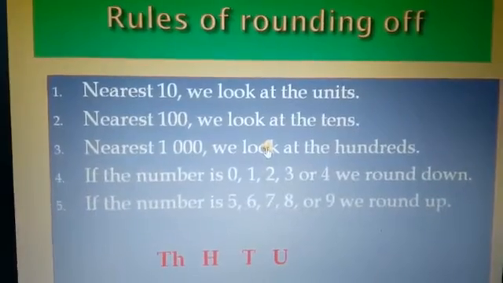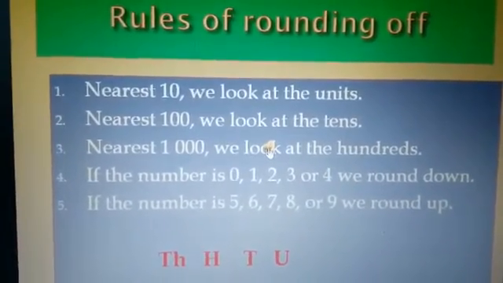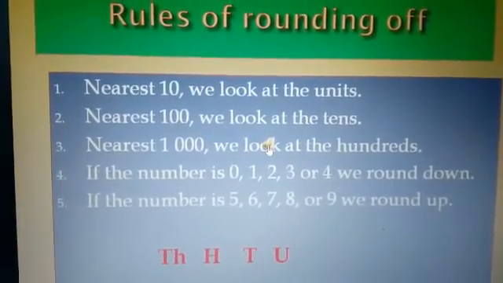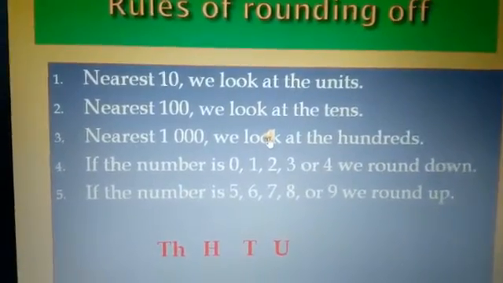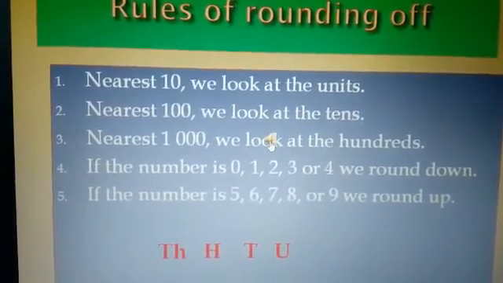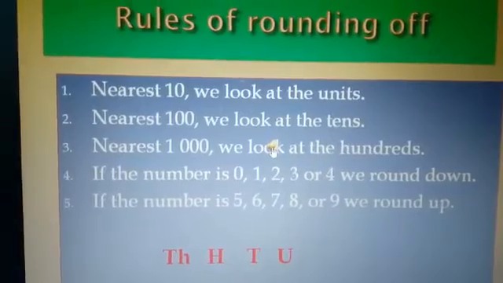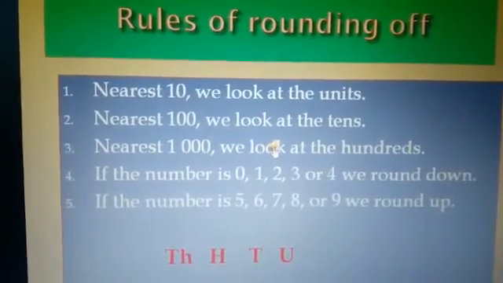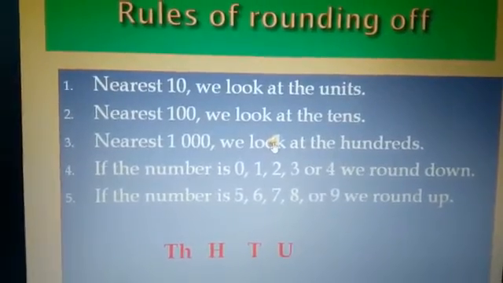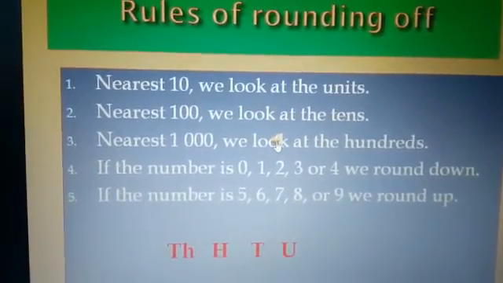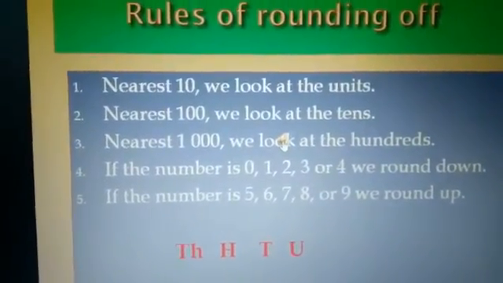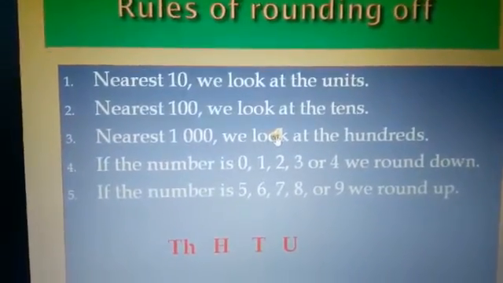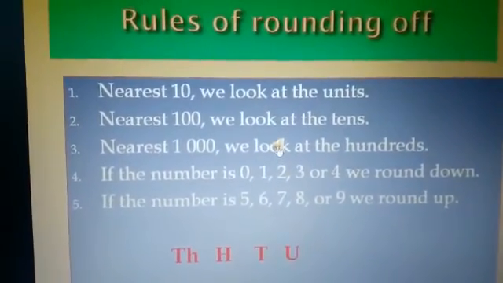So if the number is 0, 1, 2, 3, or 4, we round down. That means we throw away the number and put a 0 where there was that number. If the number is 5, 6, 7, 8, or 9, we round up. That means we will use the next multiple of either 10, 100, or 1,000. Now let's go to our example.